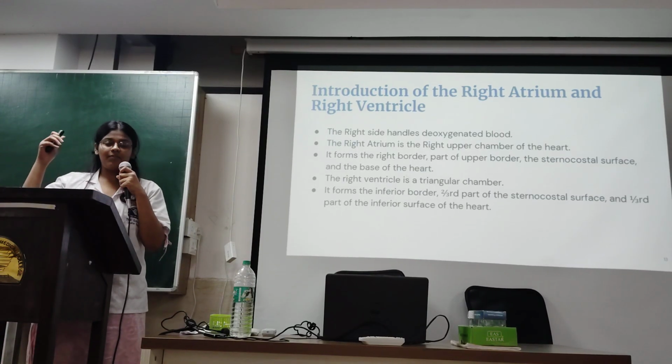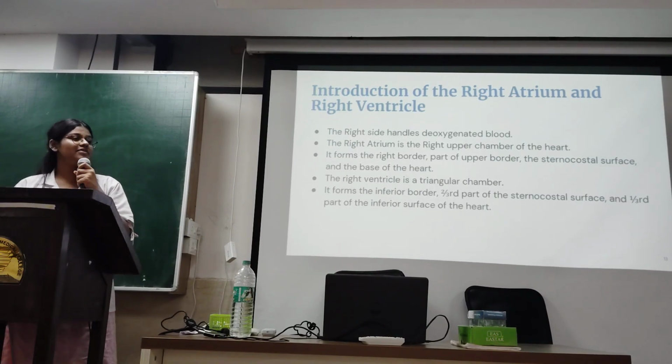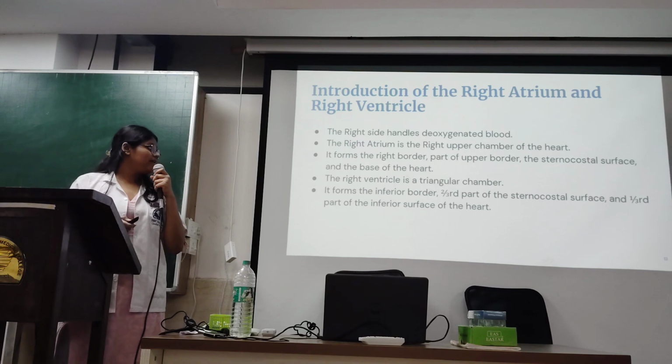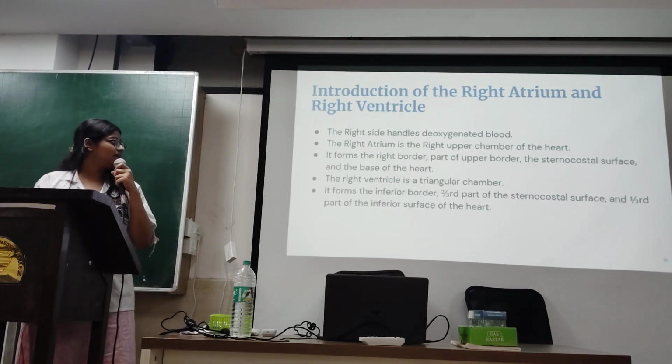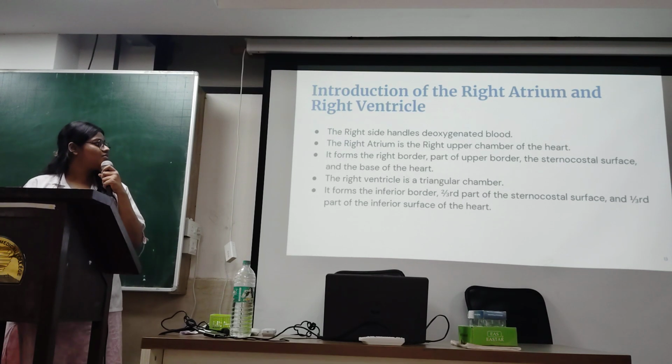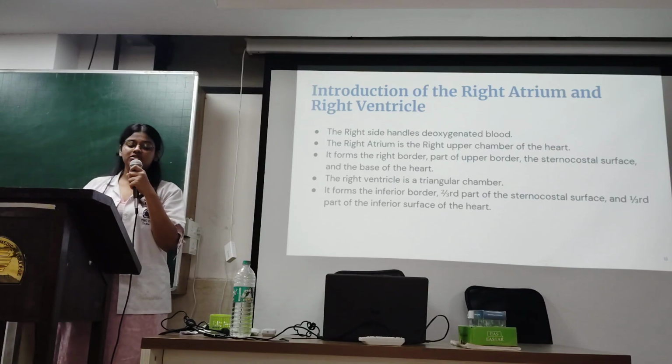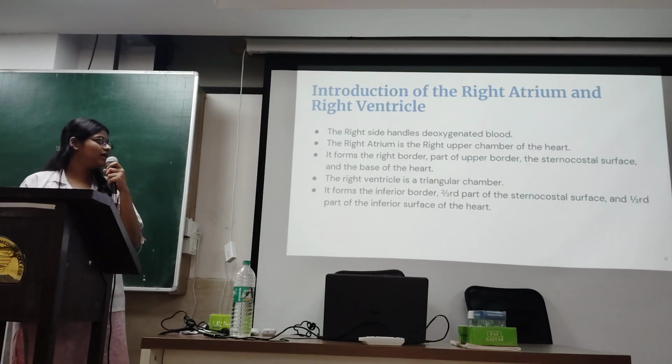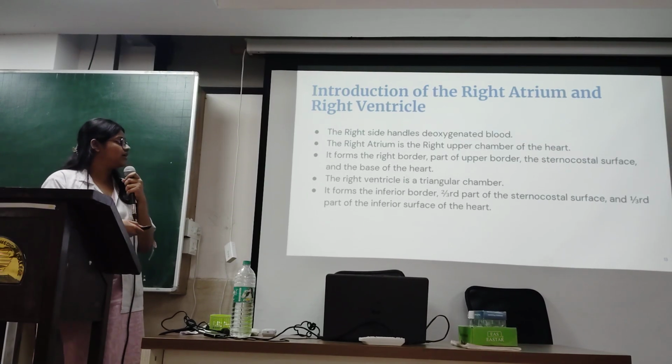It then pumps blood into the right ventricle through the AV valve, and the right ventricle receives the deoxygenated blood from the right atrium. The right ventricle forms the inferior border, the 2/3 part of the sternocostal surface, and 1/3 part of the inferior surface of the heart.